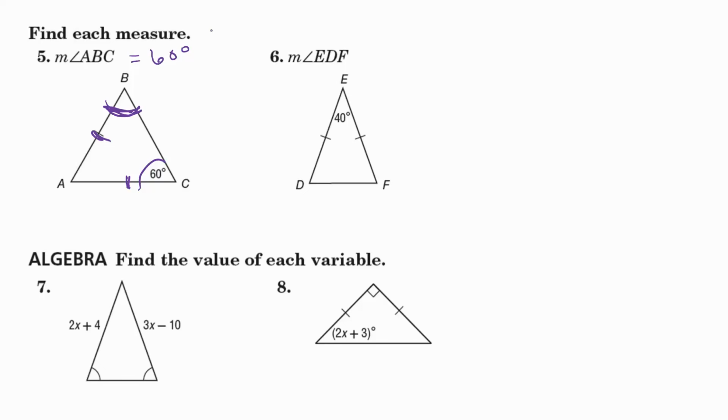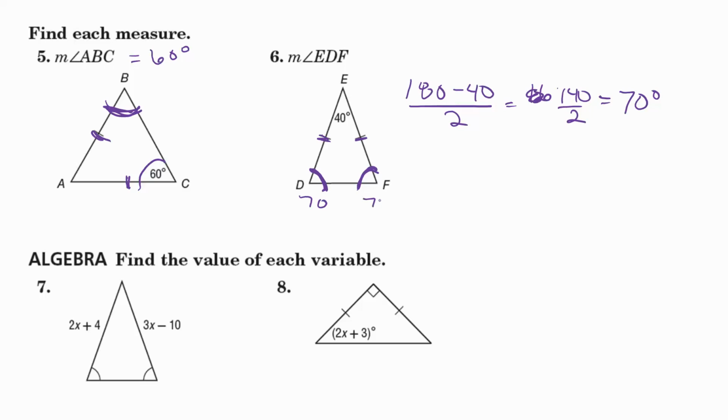We want to find the measure of EDF. We want to find the measure of this angle here. Since ED and EF are congruent, the 2 base angles have to have the same measurement. So both of these bottom angles here equal each other. So I would do 180 minus 40 divided by 2. So 140 divided by 2, which gives me 70 degrees. So this would be 70 and this would be 70.